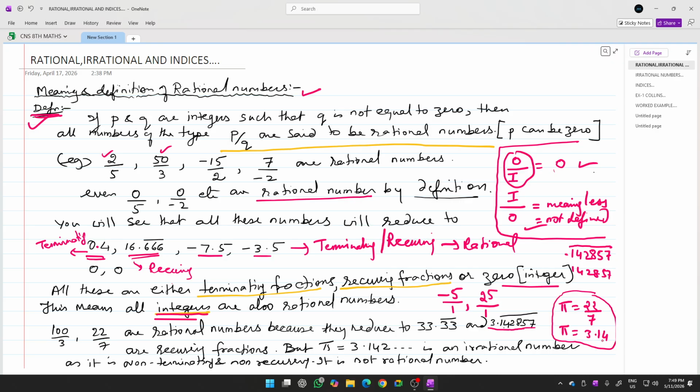Now 3.142 or 3.14 is something which looks like a terminating decimal. Anybody will think that the remainder has come 0 and the answer is 3.14.